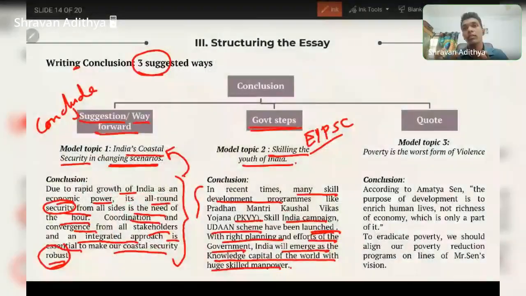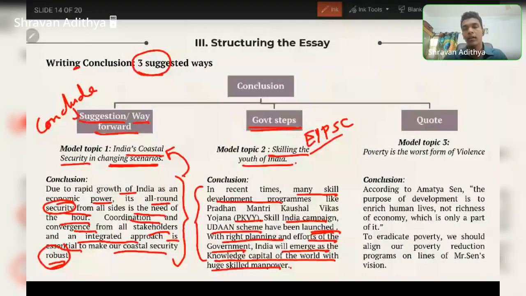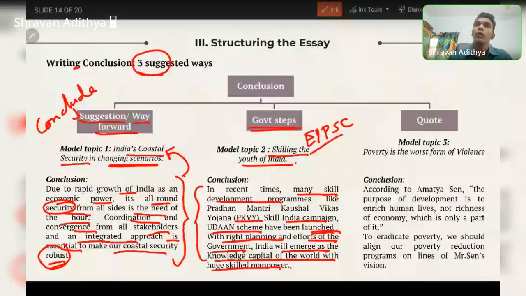So in the conclusion part, I am mentioning the steps taken by the government in recent times. You can start the conclusion like this: realizing the importance of skilling for Indian youth, the government has launched these schemes recently. Okay, you can do that. So a government steps based conclusion could be one other way.